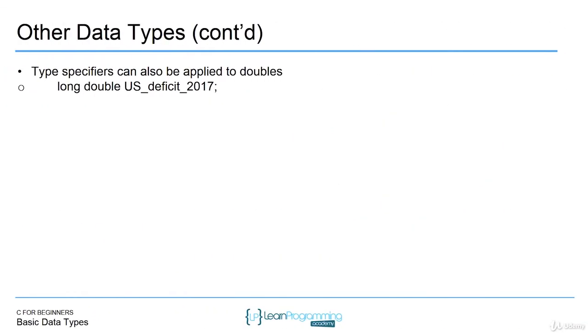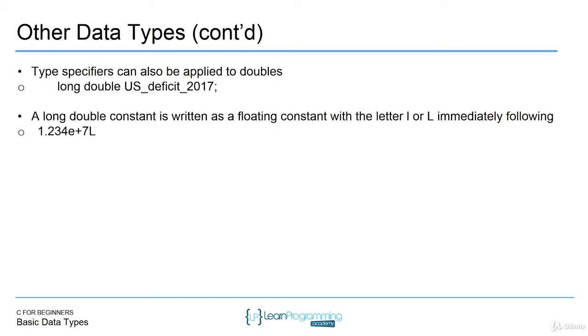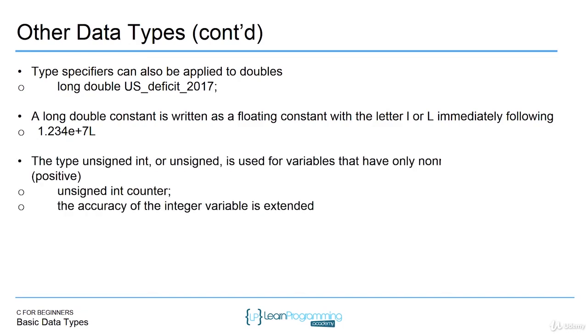So type specifiers can also be applied to doubles, as I mentioned. With shorts and longs, you can say long double. And here we create a long double called USDefs 2017. For the long doubles, you can use the capital L, as I mentioned, or lowercase l, the same way you would with the ints.